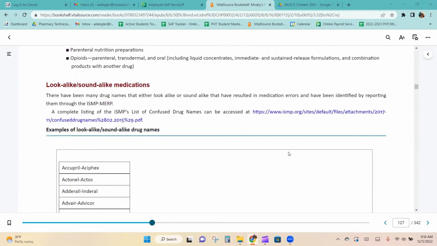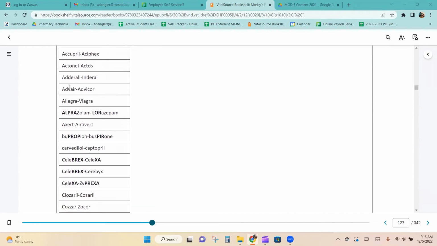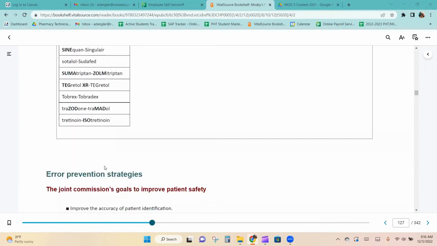Then we have look-alike, sound-alike medications. There have been many drug names that either look alike or sound alike that have resulted in medication errors and have been identified by reporting them through the ISMP MERP. So here are some examples of look-alike, sound-alike drugs. You can see Advair, Advicor, Celebrex, Cerebyx. So there's quite a few.